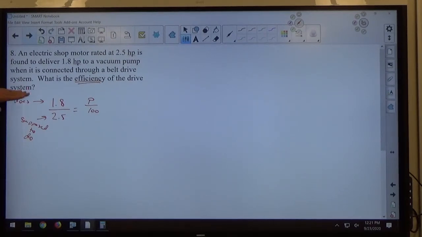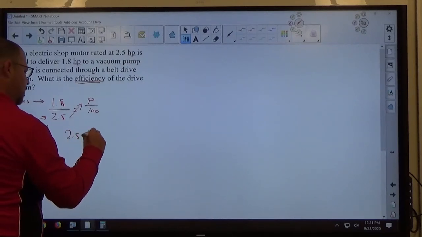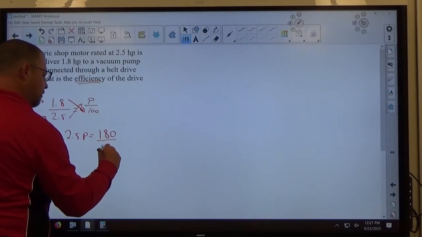So anyway, so 1.8, what it's doing, divided by 2.5, what it's supposed to do, equals percent over 100. Once again, our proportions there, we cross multiply, so 2.5 times P equals 1.8 times 100. Divide both sides by 2.5.